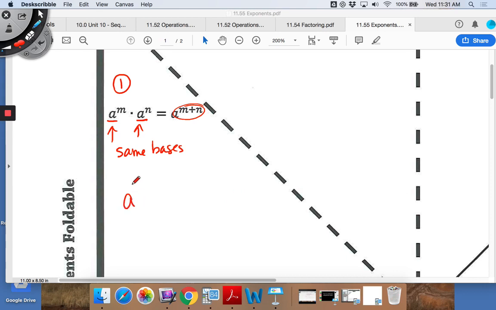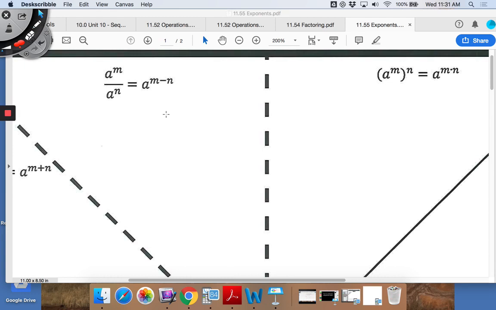So if I had a to the 6th power times a to the 3rd power, that would give me a to the 9th power. Second one we're going to review is the division rule. So again, same bases. So if I had b to the 6th divided by b to the 3rd, we would take this top exponent, subtract the bottom, so that would give me b to the 3rd power.